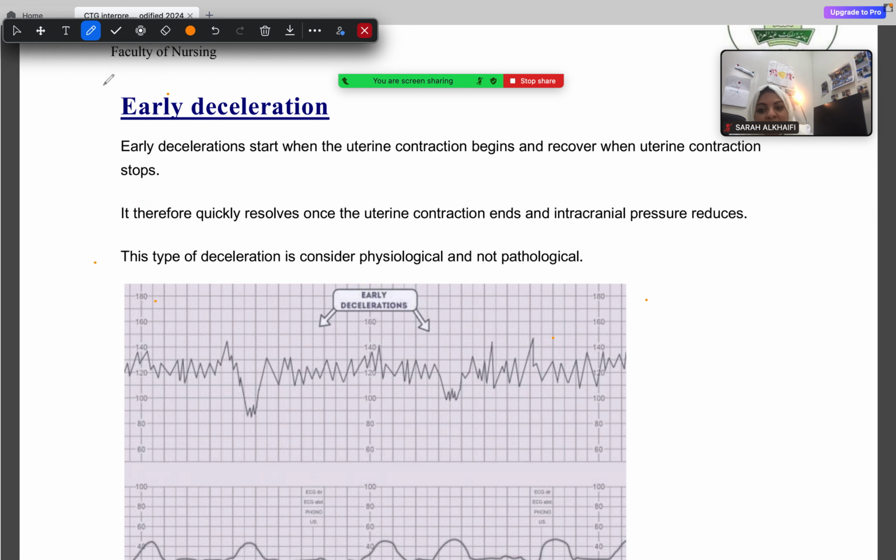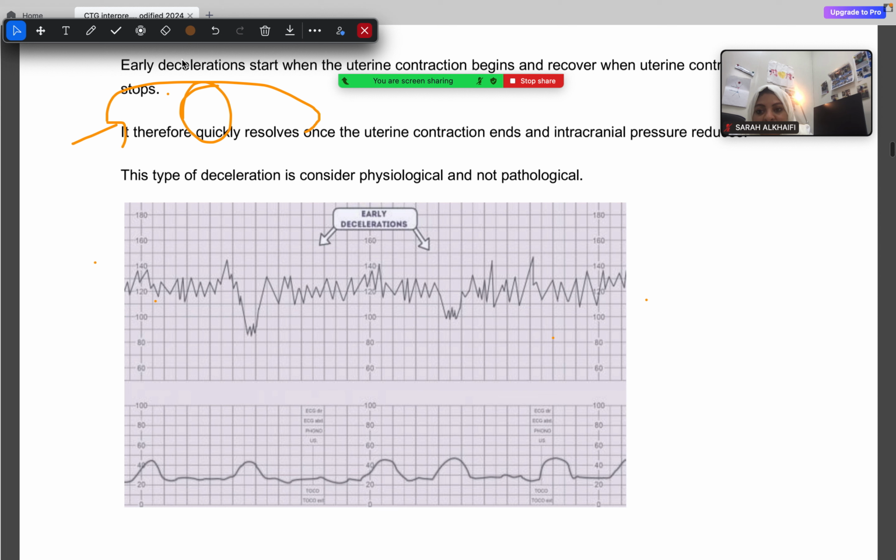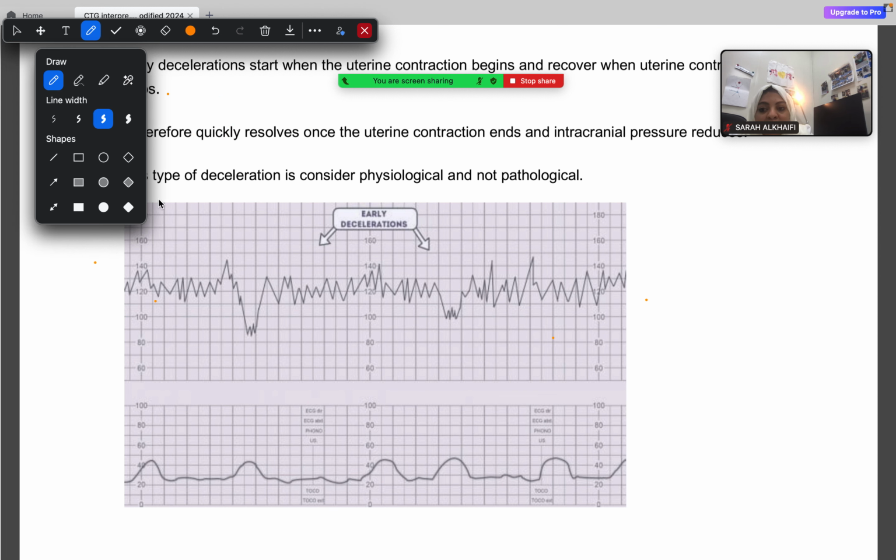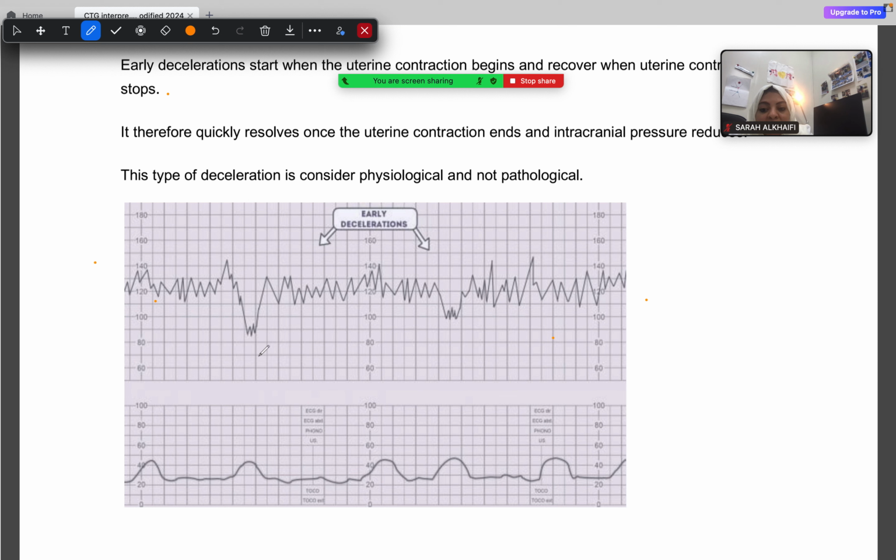So deceleration, we said that it's a decrease in the fetal heart rate, okay? But we also have types of it. If you look here, if I asked you which part of the fetal heart rate tracing shows a decrease, you can tell there is a decrease in the fetal heart rate. If we say this is the baseline, if we draw an imaginary line, the baseline is about 120, which is normal. But if you notice here, there is a decrease in the fetal heart rate. Again, a decrease in the fetal heart rate.